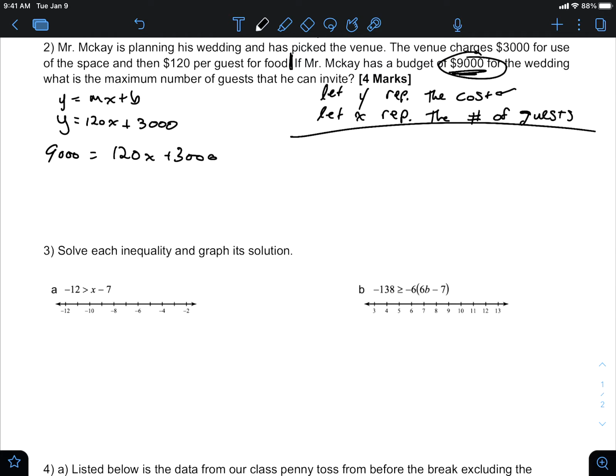Now it's just math, math that I know you all can do because I saw it on your second test. So solve for x. Take away 3,000. We get 9,000 take away 3,000, which is 6,000, is equal to 120x. Divide both sides by 120. x should equal 50.